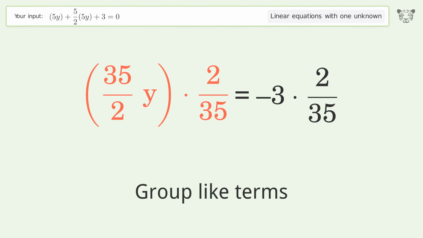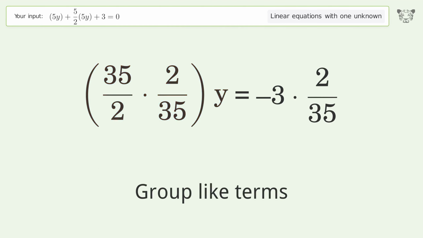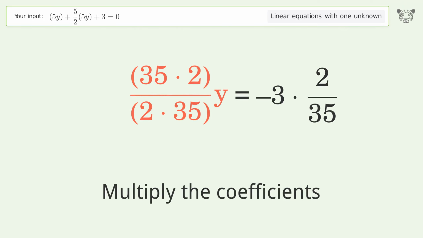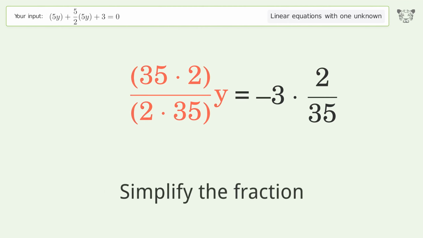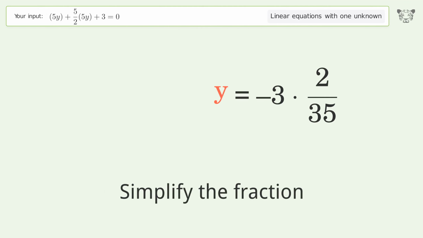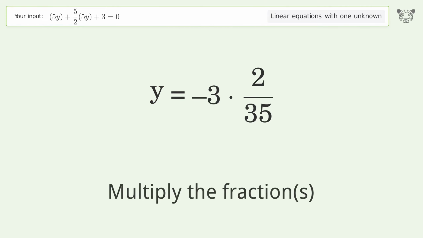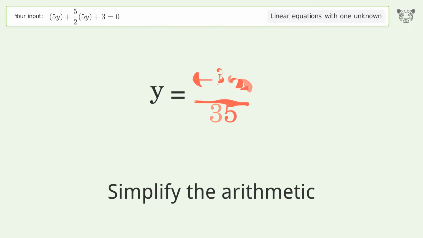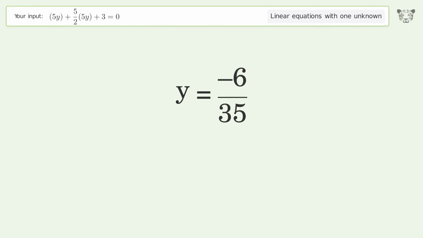Group like terms. Multiply the coefficients. Simplify the fraction. Multiply the fractions. Simplify the arithmetic. And so the final result is y equals -6/35.